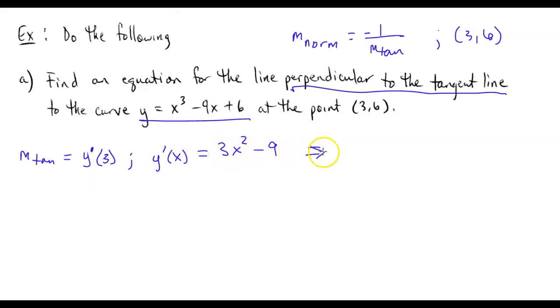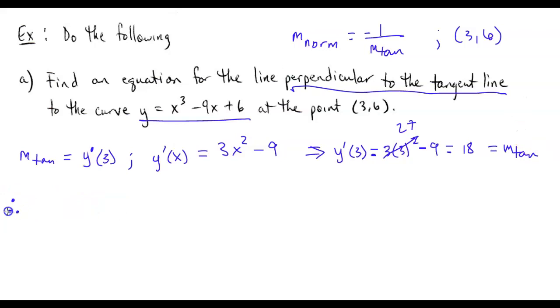So looking here, we have this derivative. What this implies is that the derivative of this function at 3 is going to be 3 times 3 squared minus 9. Here 3 squared is 9, 9 times 3 is 27, so all this is 27. 27 minus 9 is 18. And that is going to be the slope of the tangent line.